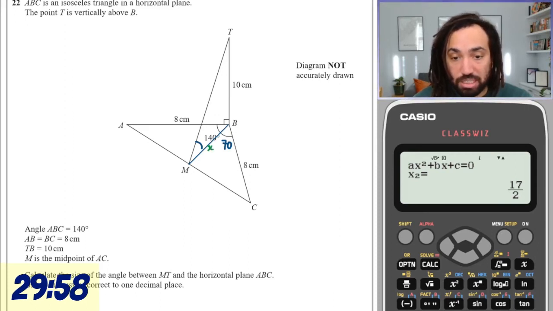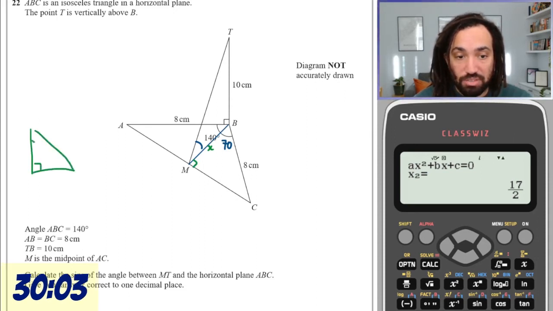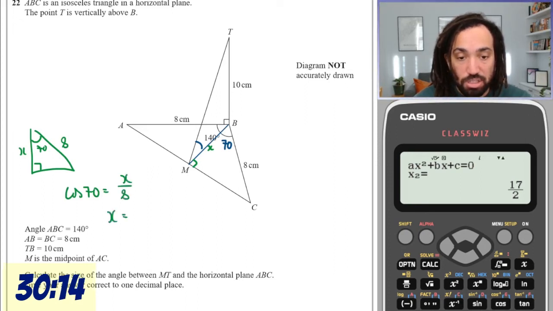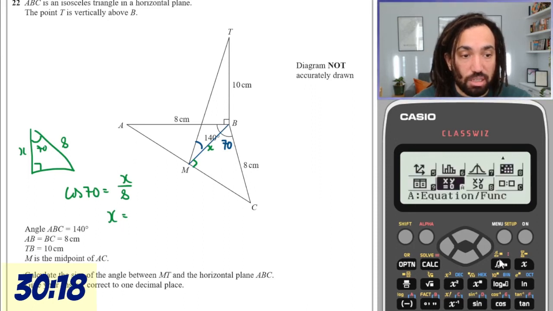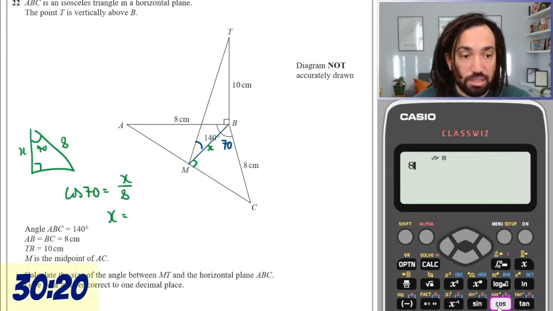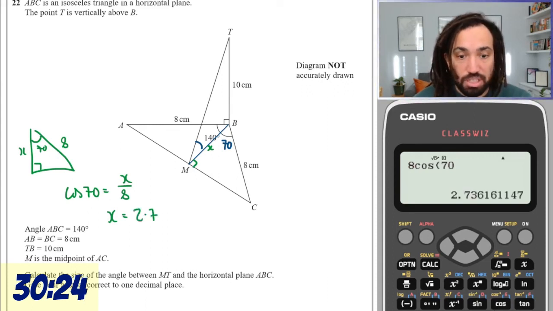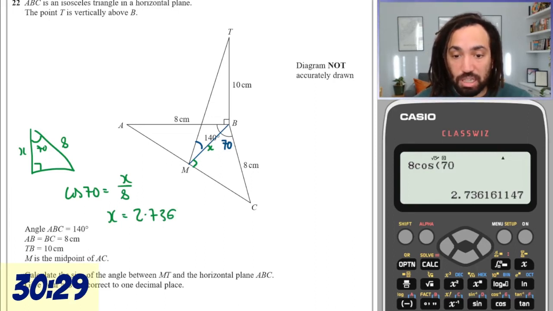So that is a right angle triangle that we've just created along the base, which has 70 up here and it has 8 over here, and we want this X here. So cos of 70 is equal to the adjacent over the hypotenuse. So X is equal to 8 cos 70. So let's go here, 8 cos 70. Okay, so that's 2.736. Now that should be enough to work out the angle we're looking for.